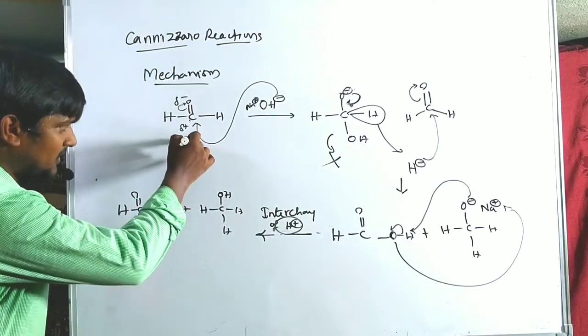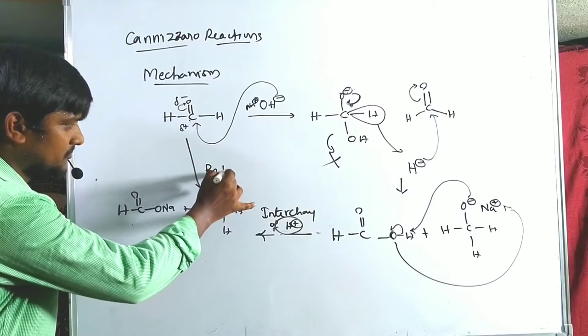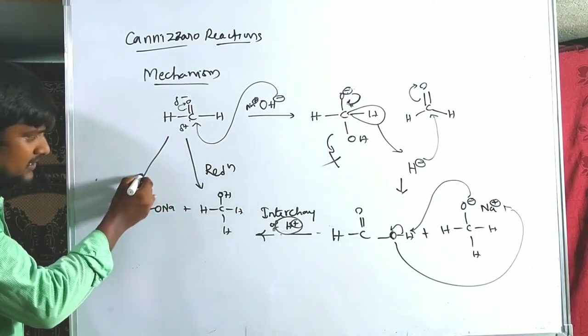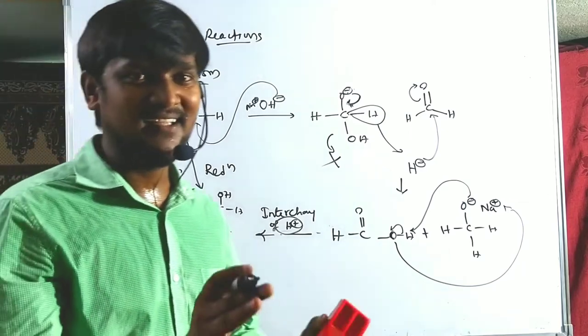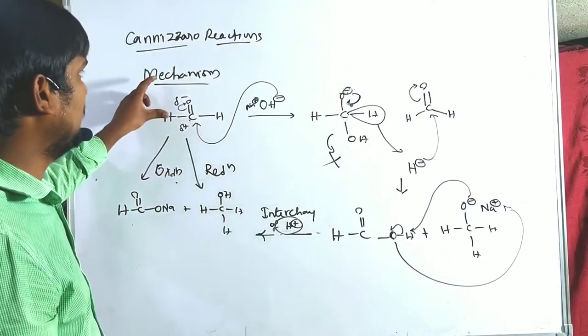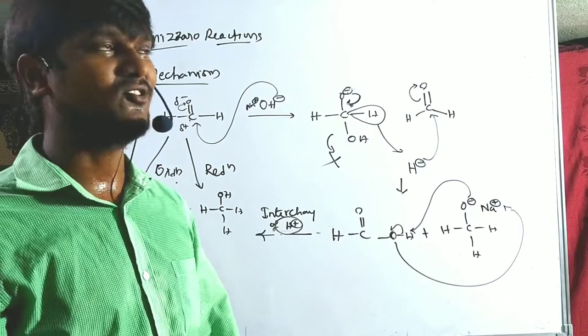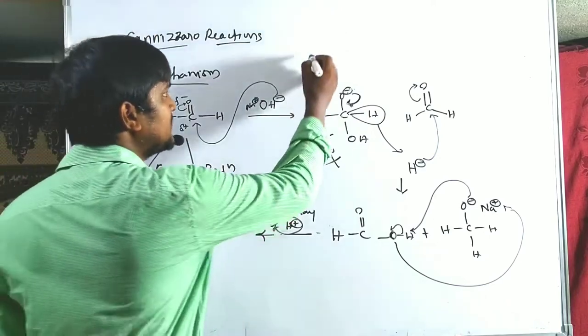So now in the case of aldehyde to alcohol, it is a reduction process. Now in the case of aldehyde to acid, it is an oxidation process. Okay, this is the very clear-cut mechanism in the Cannizzaro reaction. So now one exception is there.